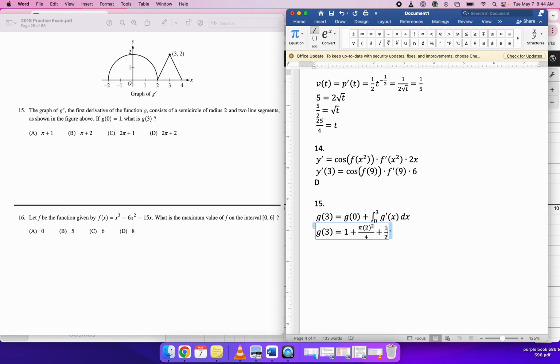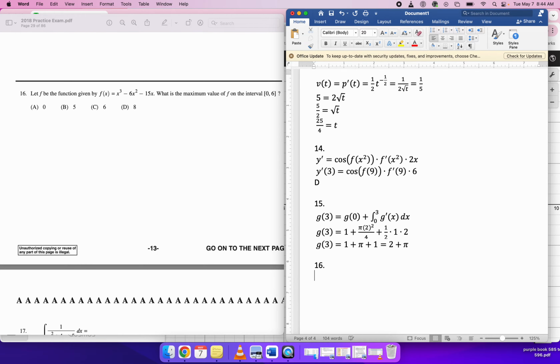Well, it's 1/2 the base. The base is only 1, times the height, which is 2. So this means g of 3 is 1 plus pi plus 1. So 2 plus pi. The answer is B.